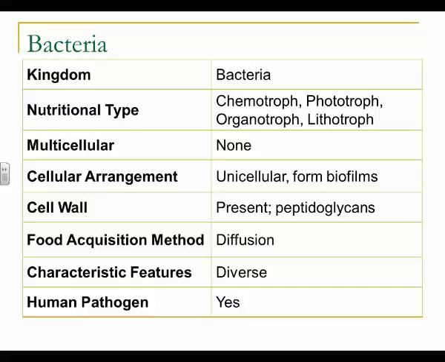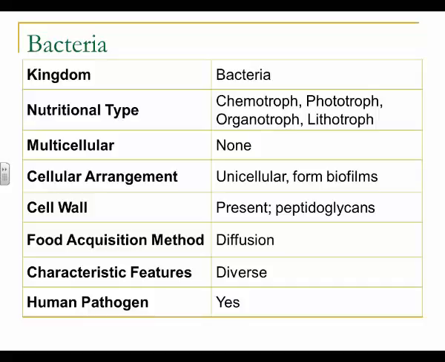And the cell wall is important for identification. It's distinct from other microorganisms, like fungi, that could be pathogenic and that have a cell wall, but with a different chemical structure. And so it can help us to distinguish a bacterial infection from a fungal infection.